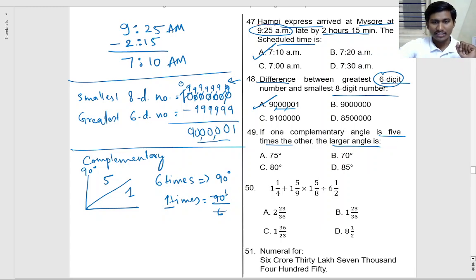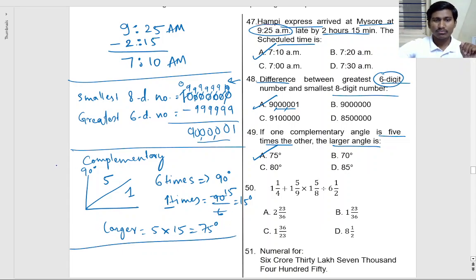So 15 answer will come. So 1 time is 15 degrees. The angle is 5 times the other, the larger angle. So the larger one will be how many times? 5 times means 5 times of the 15, so it will be 75 degrees. Which option? Option A is the correct answer here.